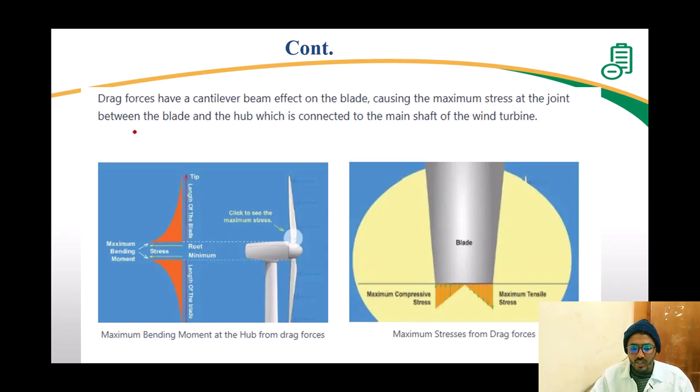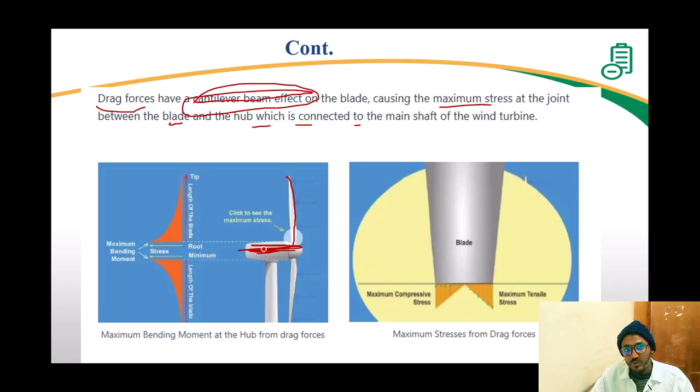As I was saying before, drag force has a cantilever beam effect on the blade, causing maximum stress at the joint between the blade and the hub, which is connected to the main shaft of the wind turbine. This is the main shaft, which we said is fixed. So when there is air here, the effect is mainly at the joint between the blade and the main shaft. Got my point, right? So we call this drag force, which has a cantilever beam effect.